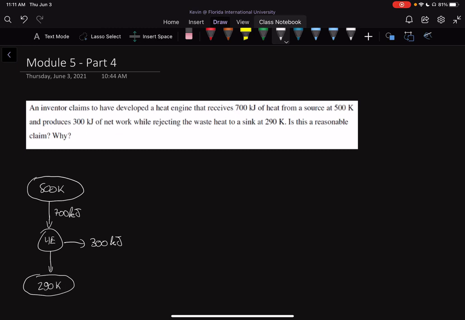Okay, and from this information, we can find a lot. First of all, we have our two governing equations, which are W net is equal to QH minus QL. That's one of our equations. If we want to find QL, we can. And the other equation is the thermal efficiency. So we can find the thermal efficiency of our system and see if it's a reasonable claim.